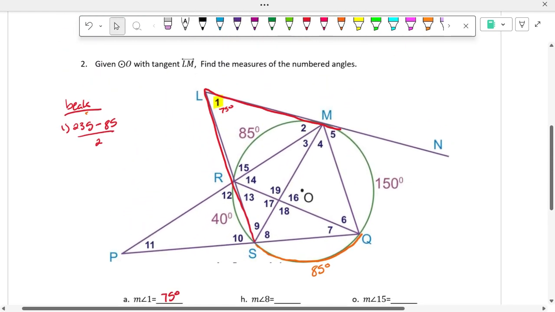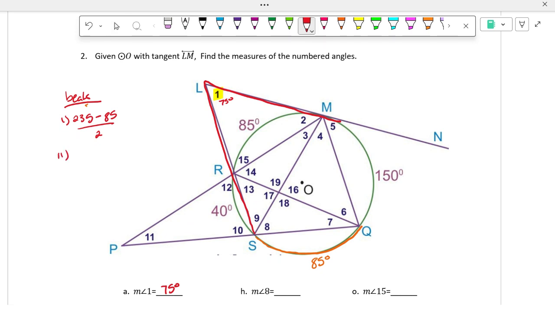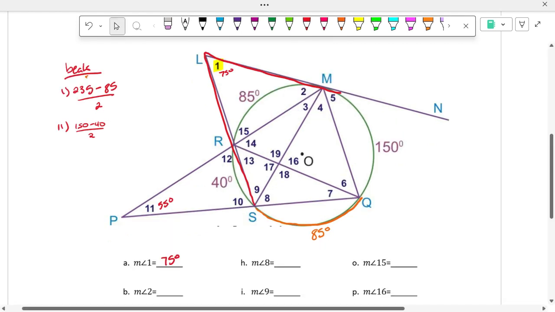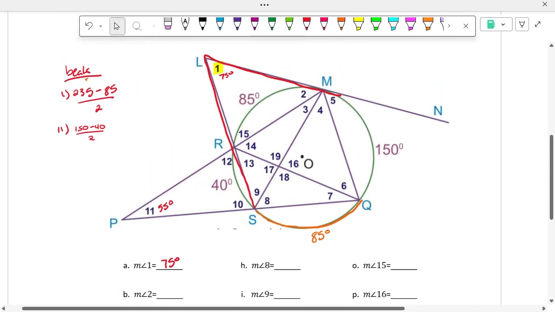What's my other beak? 11. So how do I find 11? 150 minus 40. So that'll give me 90. Nope, that'll give me 110. I did it wrong. So 150 minus 40 divided by 2. That's 110 divided by 2, which is 55. So 11 is 55 degrees. And that's all of my beaks.